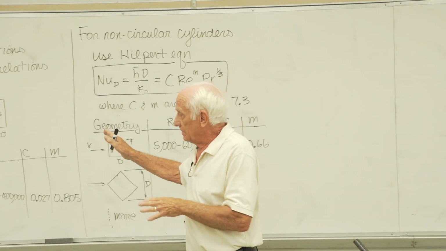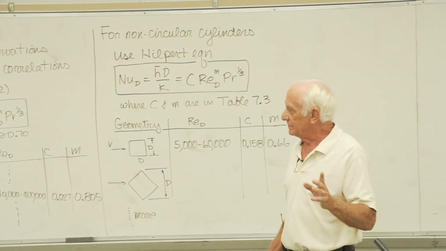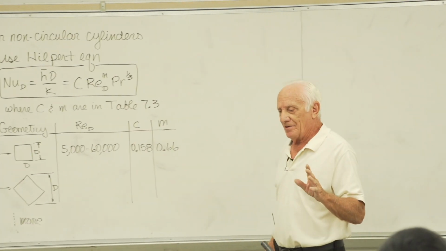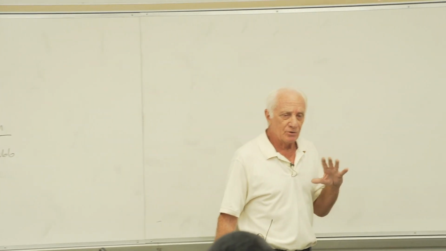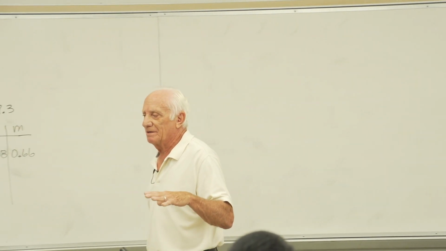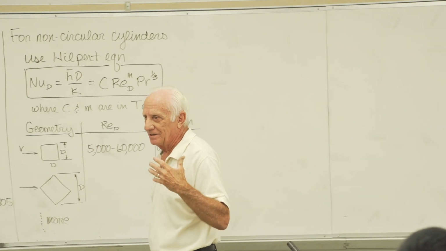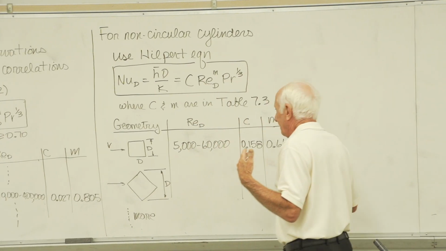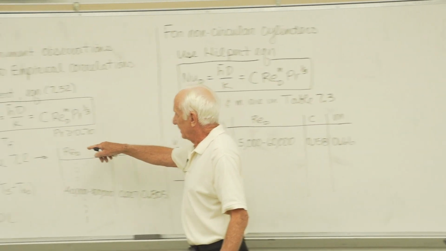And by the way, the author in the textbook says, now just so you know, these correlations are accurate to within 20%. Okay, he says that. They're accurate to within 20%. So you have to understand, don't give someone the h bar value here.